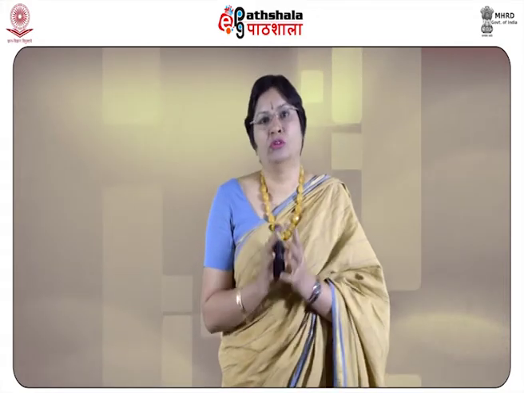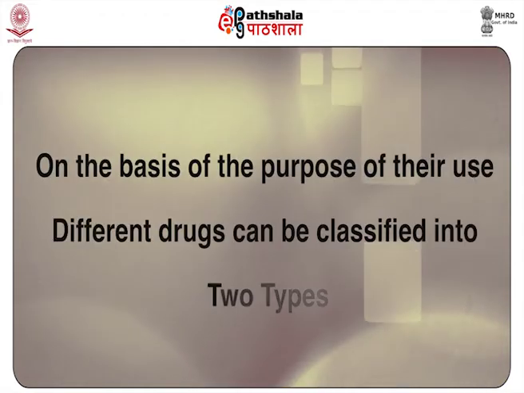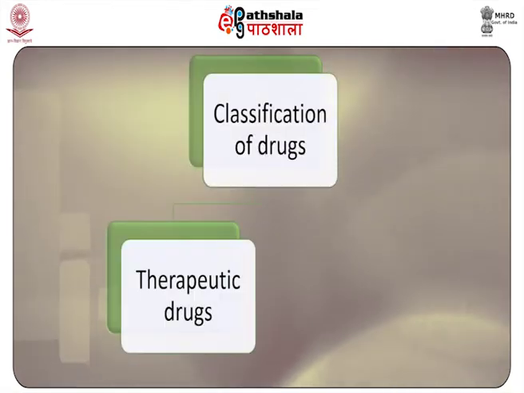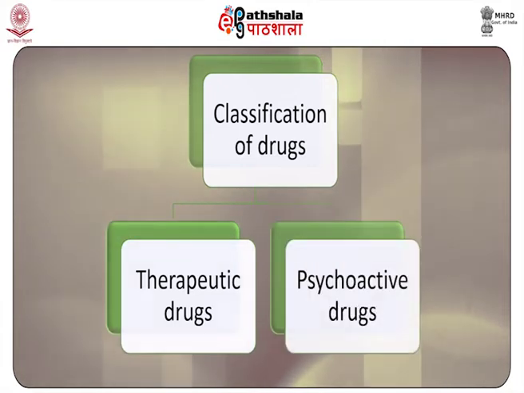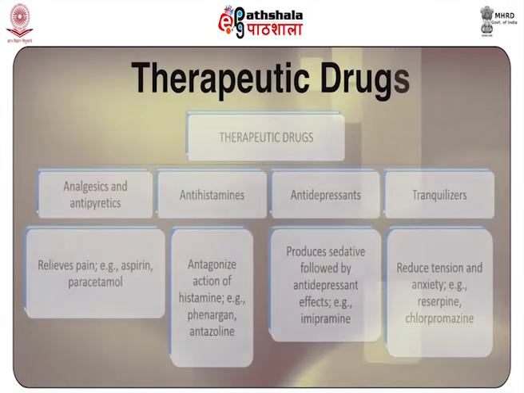So, with this background, let us try to understand more about the drugs with the help of these graphics and visuals. On the basis of the purpose of their use, different drugs can be classified into two types. Firstly, therapeutic drugs, and secondly, psychoactive drugs. Although both of these categories often overlap, due to their specific usage and wide range, psychoactive drugs are treated as a distinct class. Let us discuss therapeutic drugs.